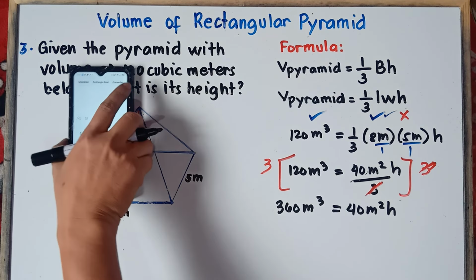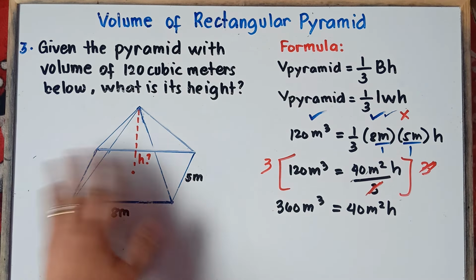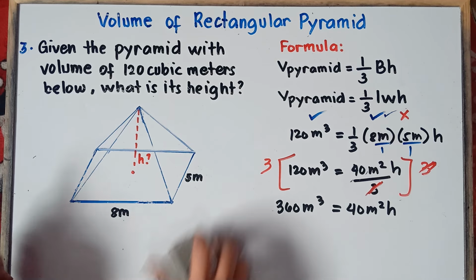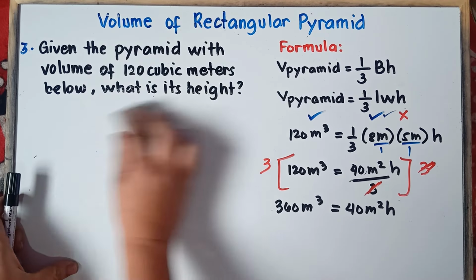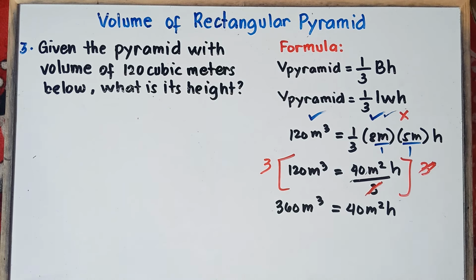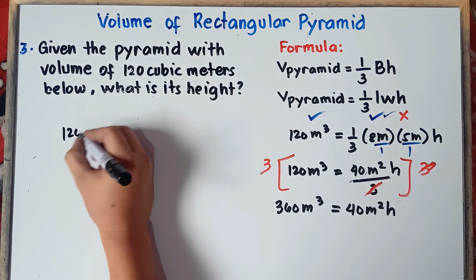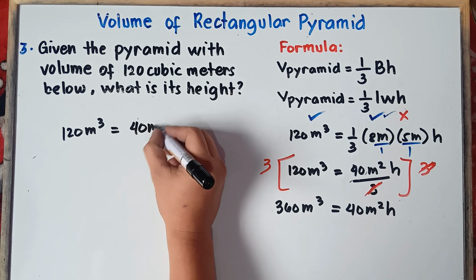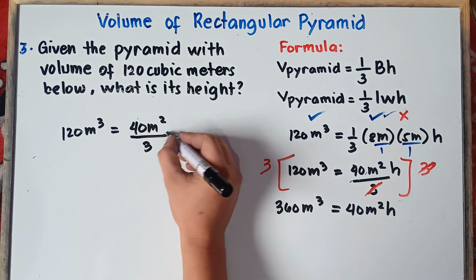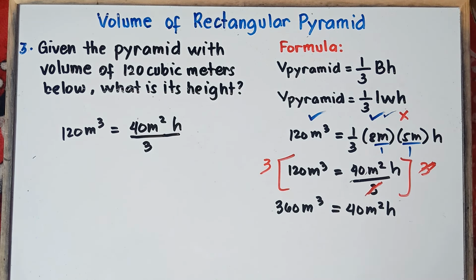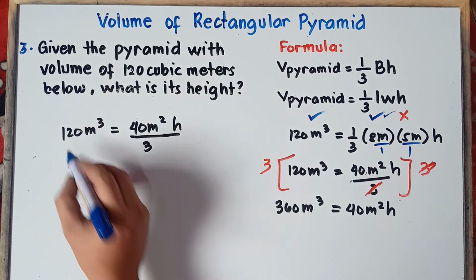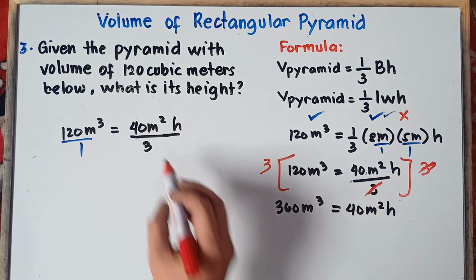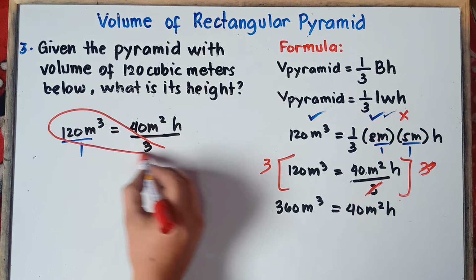Now, second solution class. Let me just erase this one. I hope it's clear for you with regards to this illustration. It's up to you class, which do you prefer? Second solution: 120 cubic meters equals 40 meters squared over 3, then copy h. Once again, understood that there's one here. We can do the cross multiplication.